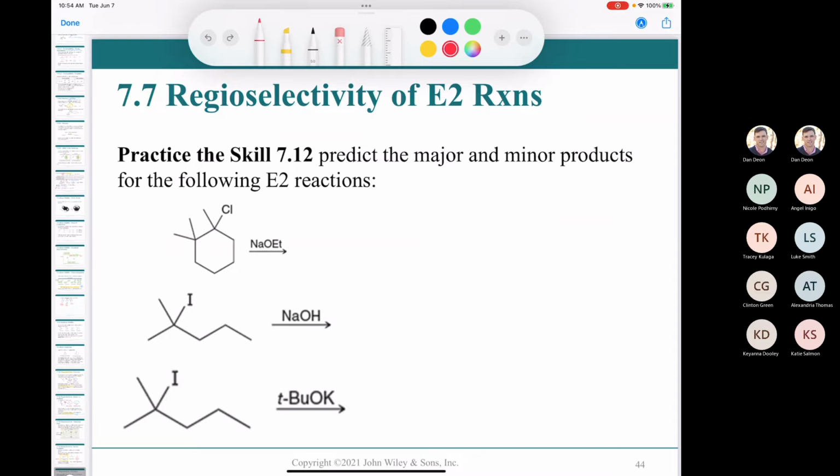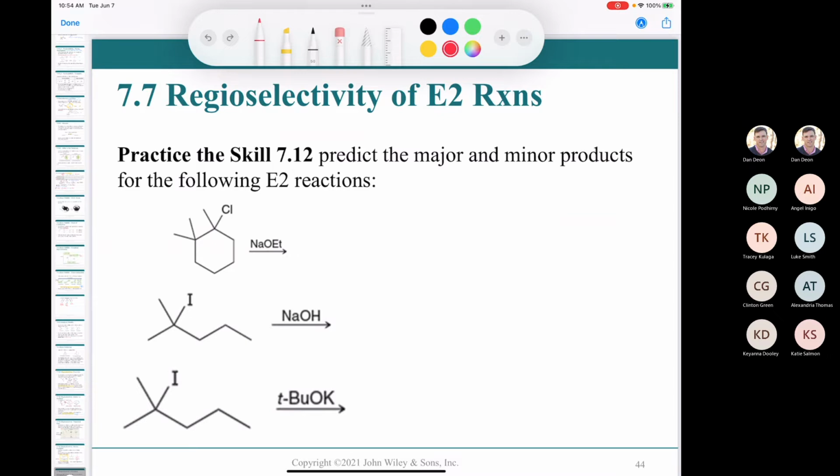We've got tertiary alkyl halides for all of these, and so we know that substitution is not going to occur in any of these reactions. And we're treating them with ethoxide, which is a strong base, hydroxide, which is a strong base, and tert-butoxide, which is a strong base. The difference is these two are non-hindered, whereas tert-butoxide is a very highly hindered base. It's a big, bulky base.